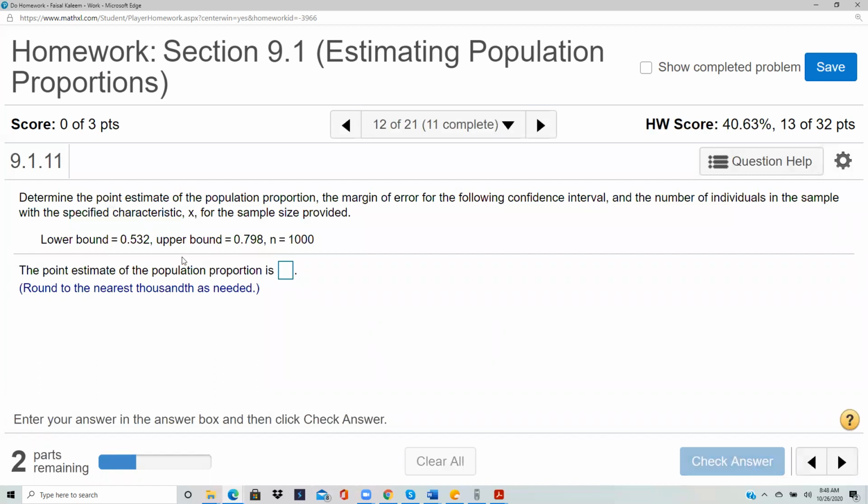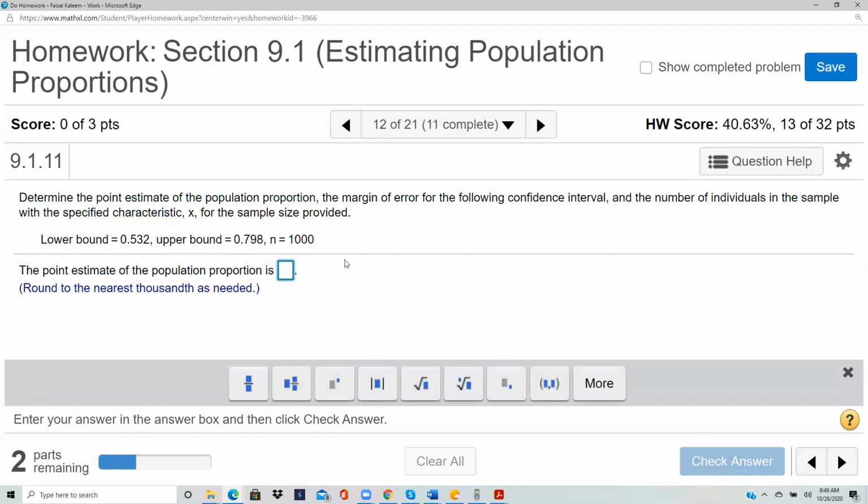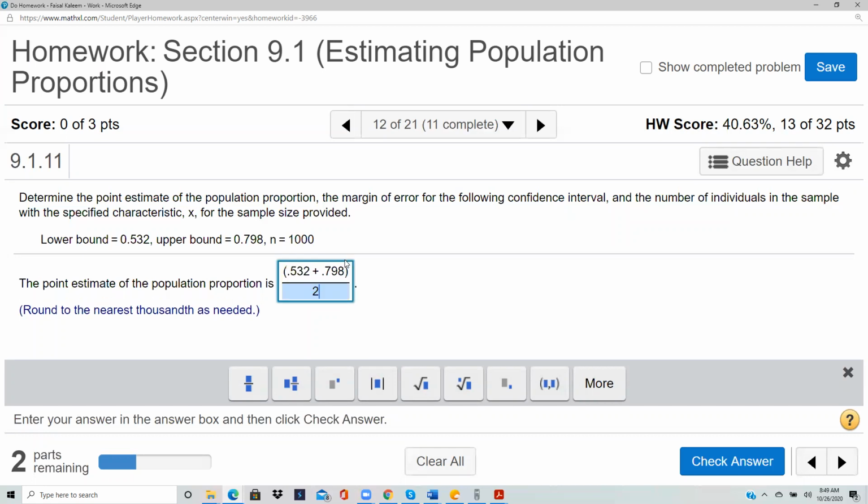So point estimate, we know, would be the midpoint. So you take the midpoint of this interval, 0.532 plus 0.798 divided by 2. And what do we get? 798 plus 532 is 1330, and divided by 2, 0.665.